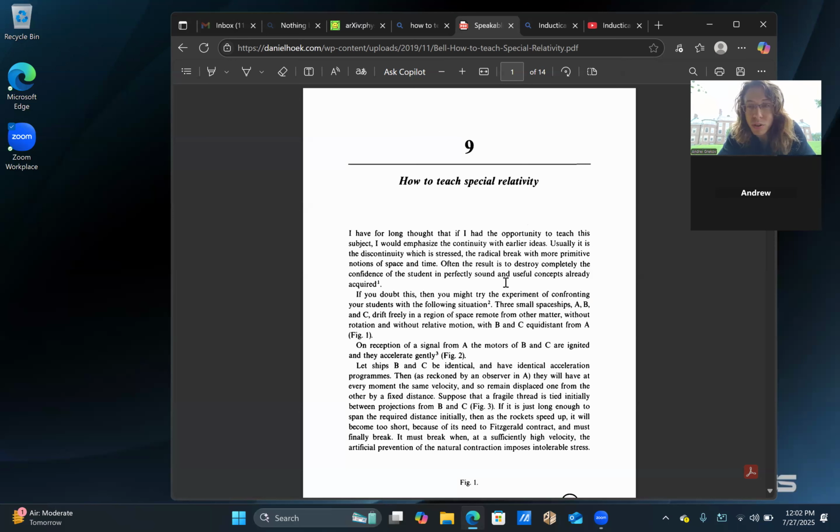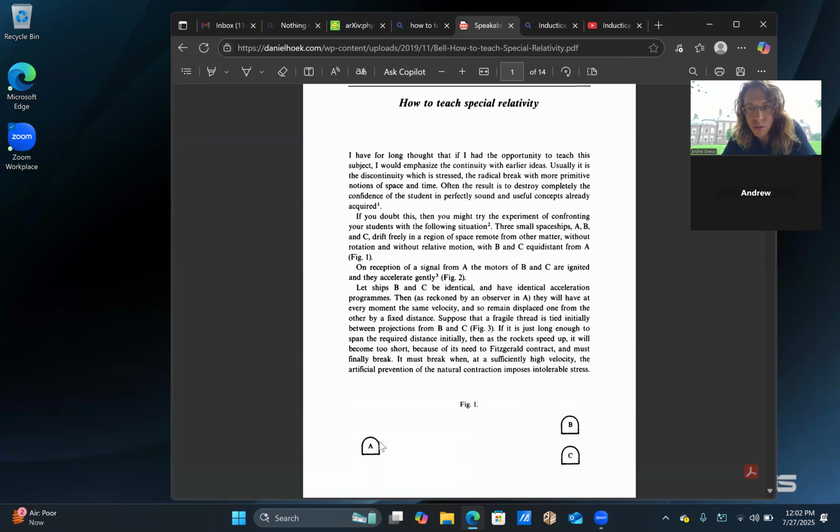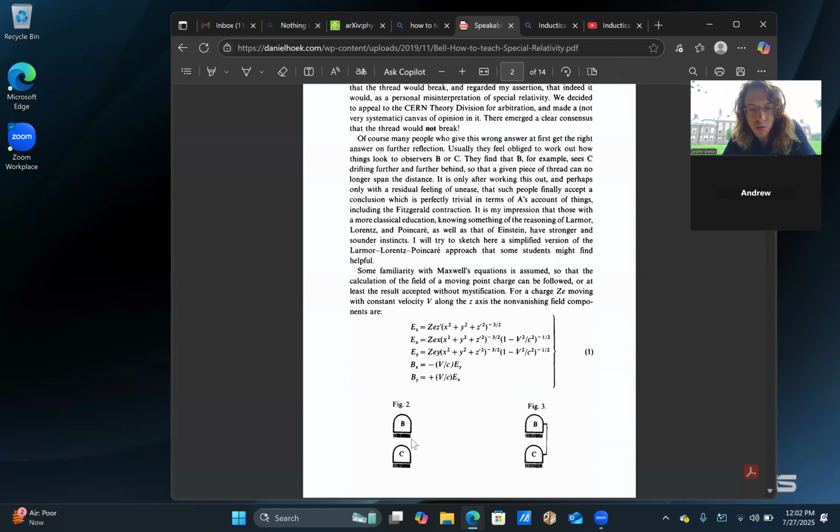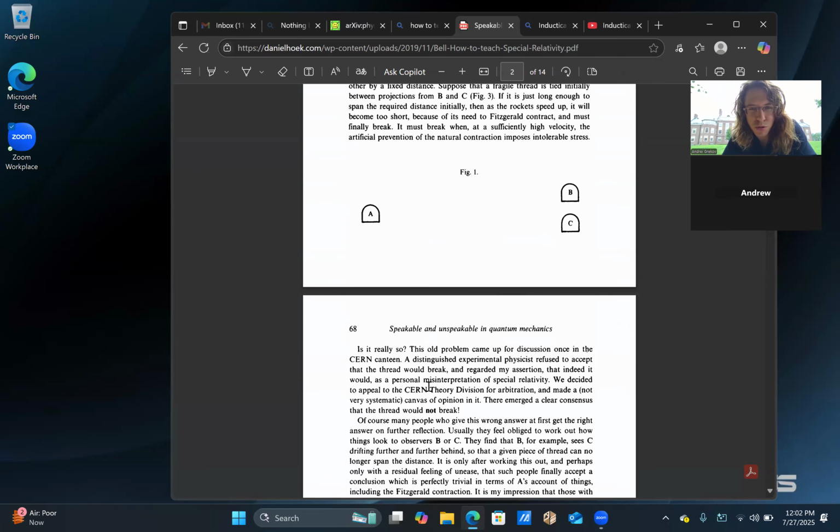useful concepts already acquired. If you doubt this, then you might try the experiment of confronting your students with the following situation. 3 small spaceships A, B, and C drift freely in the region of space remote from other matter, without rotation and without relative motion, with B and C equidistant from A. Figure 1. Okay, very simple so far. On reception of a signal from A, the motors of B and C are ignited and they accelerate gently. Figure 2. Okay, so far so good.